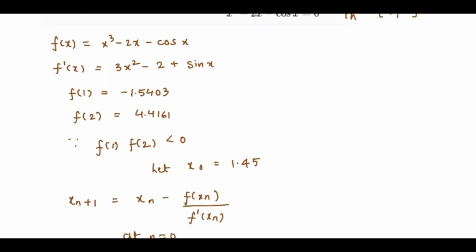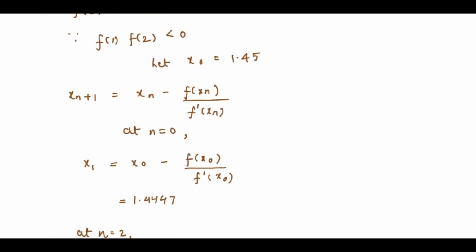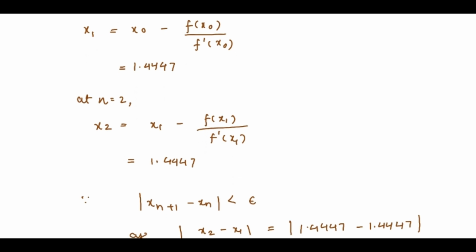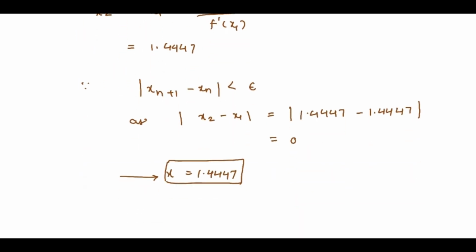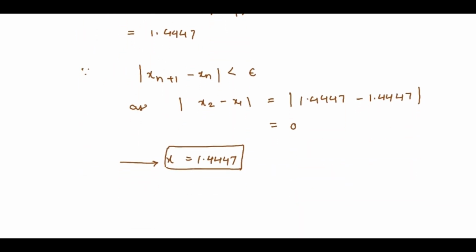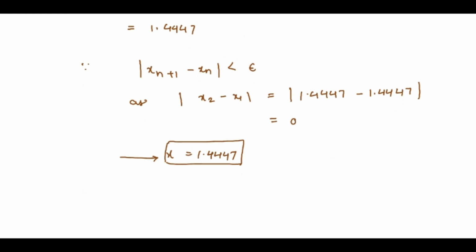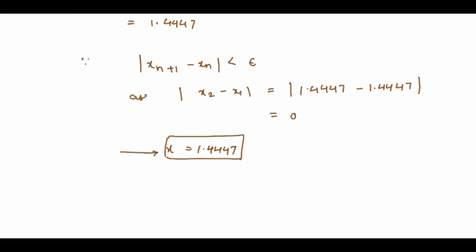So in the next lecture, we will study the secant method, which achieves faster convergence similar to the Newton-Raphson method, but eliminates the need to compute derivatives by approximating the slope using two previous points.